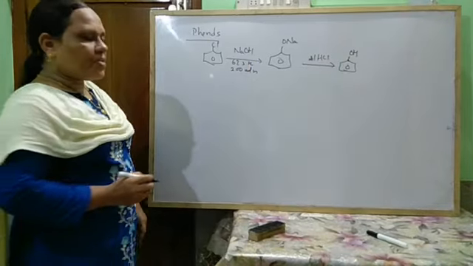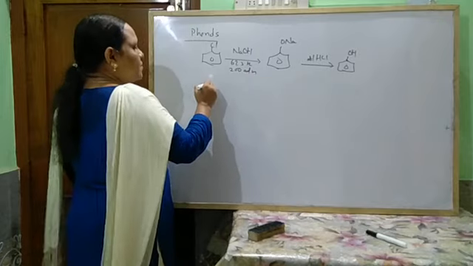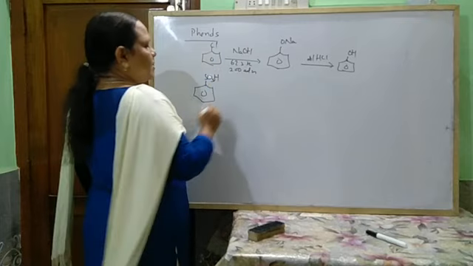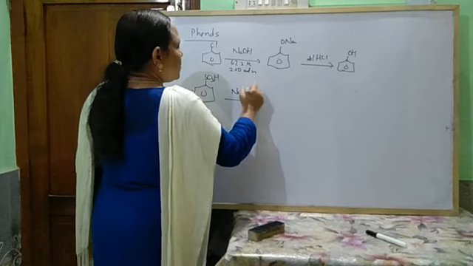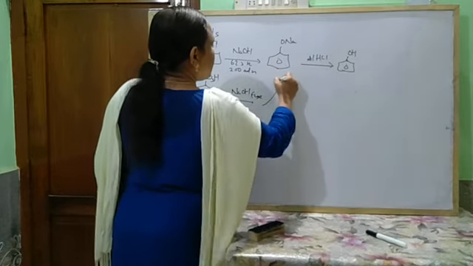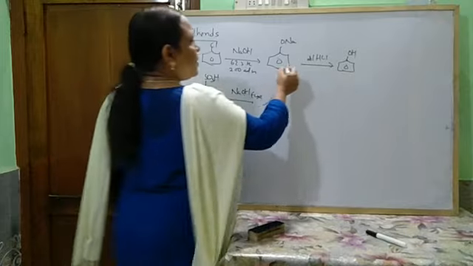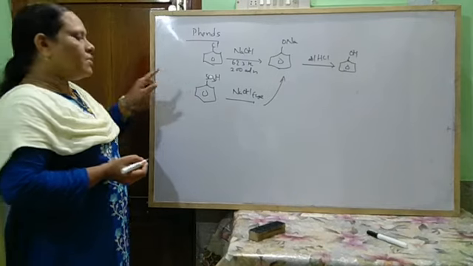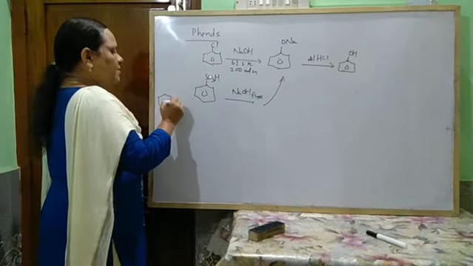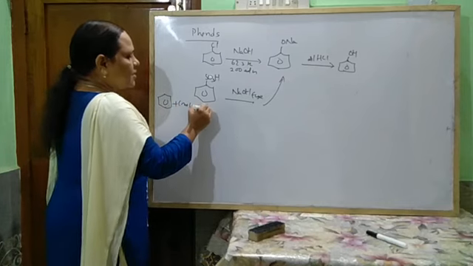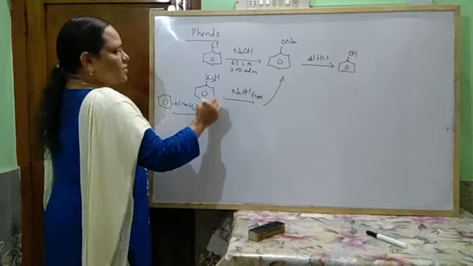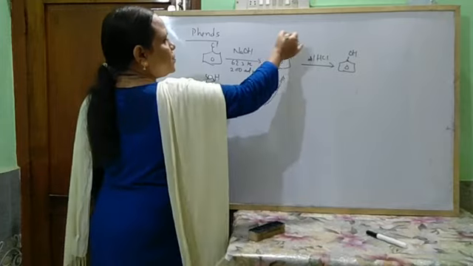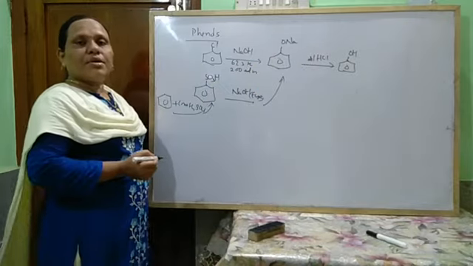Similarly, phenol is also prepared from benzene sulfonic acid. When benzene sulfonic acid is fused with sodium hydroxide, it forms sodium phenoxide, which on treatment with dilute hydrochloric acid forms phenol. And how is this formed? It is formed from benzene. When benzene is treated with concentrated sulfuric acid, it forms benzene sulfonic acid, and when it is fused with sodium hydroxide, it forms sodium phenoxide, which on acidification forms phenol.